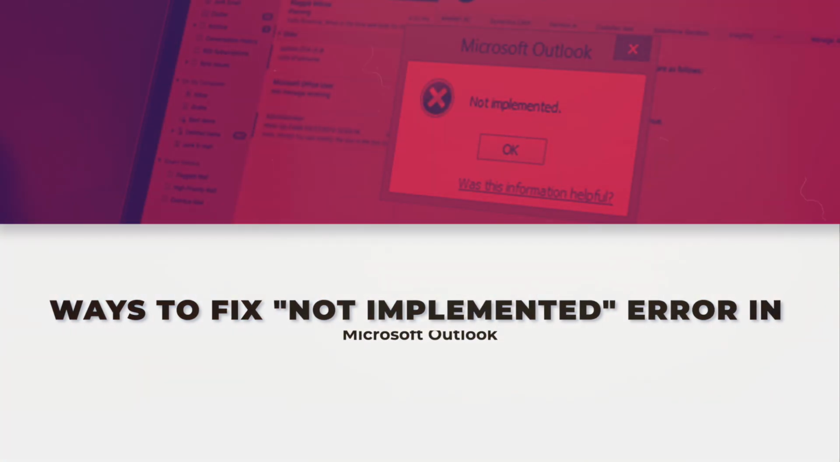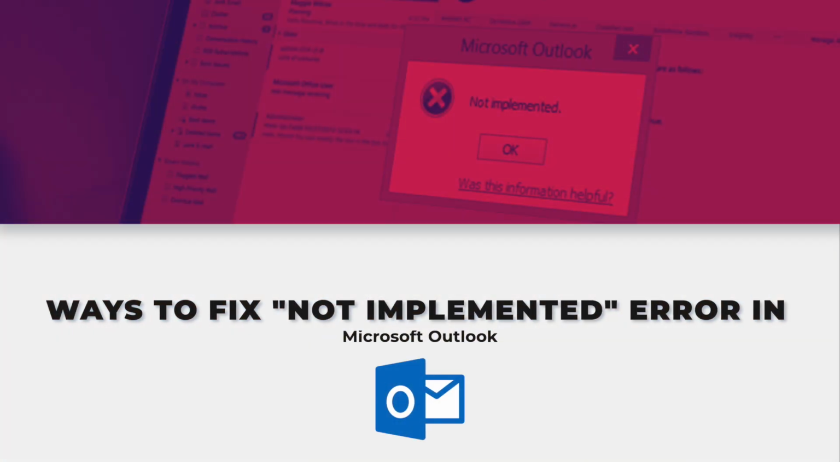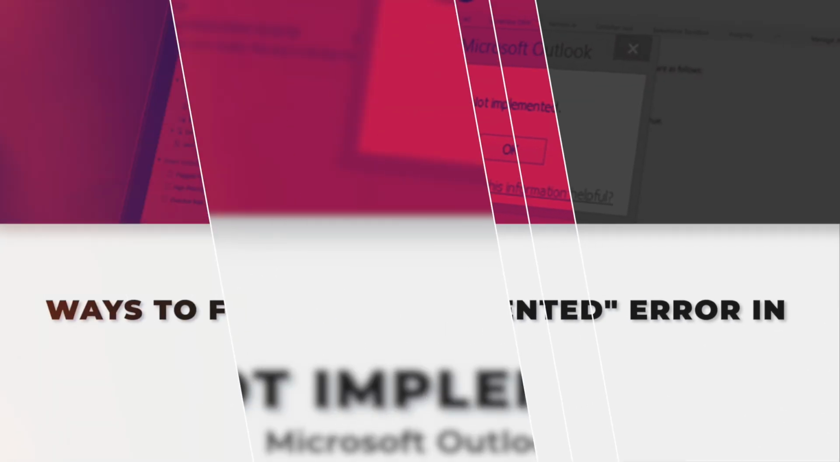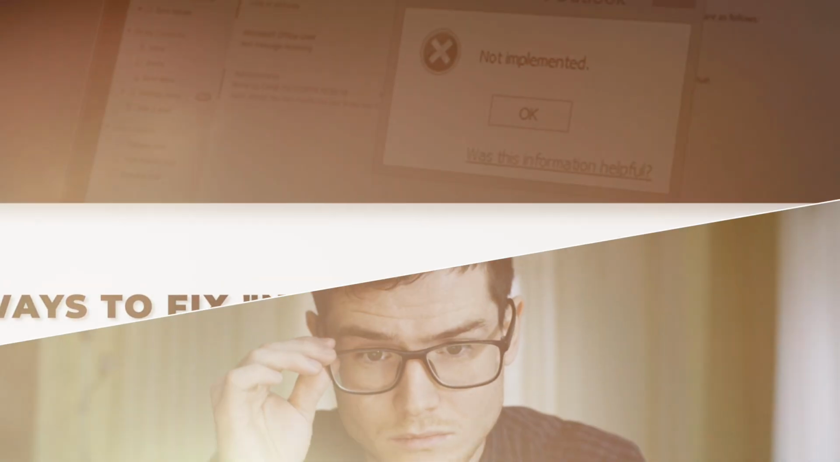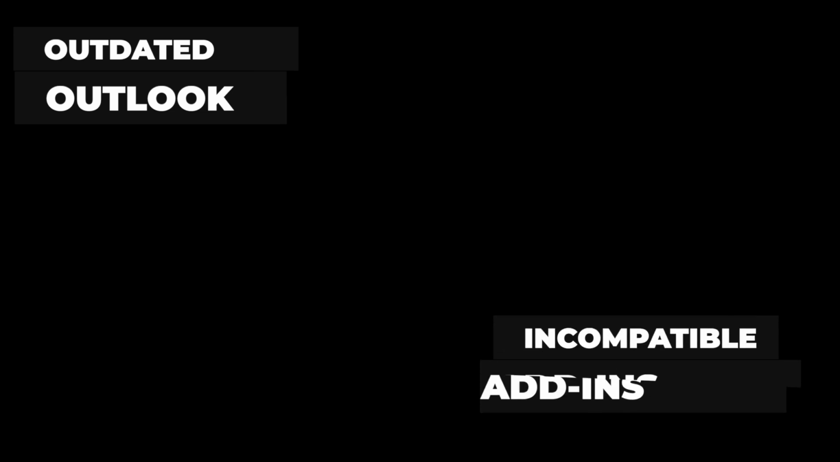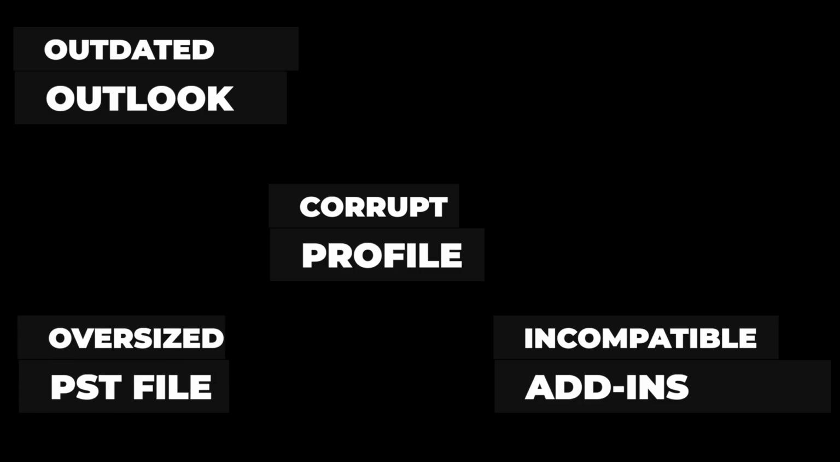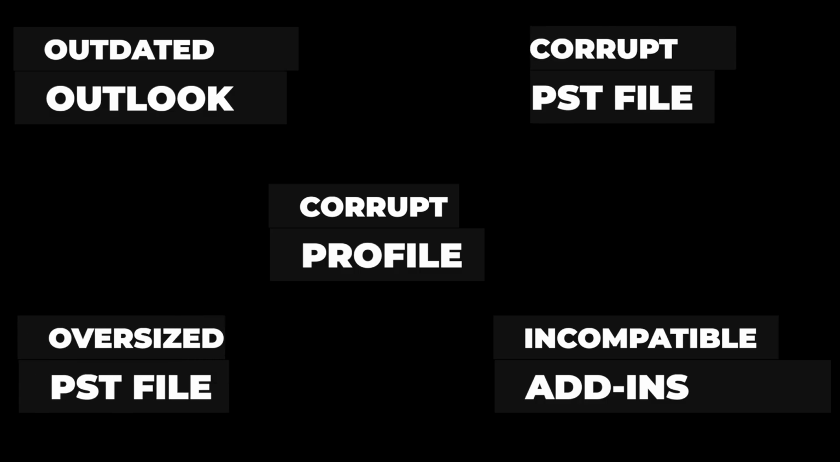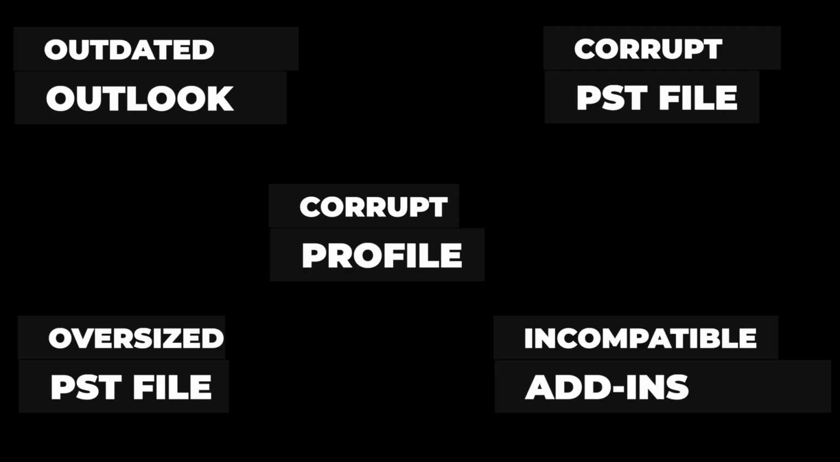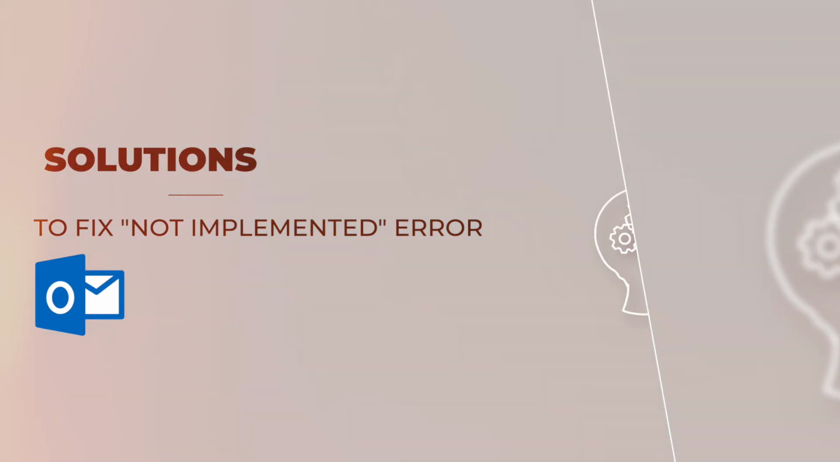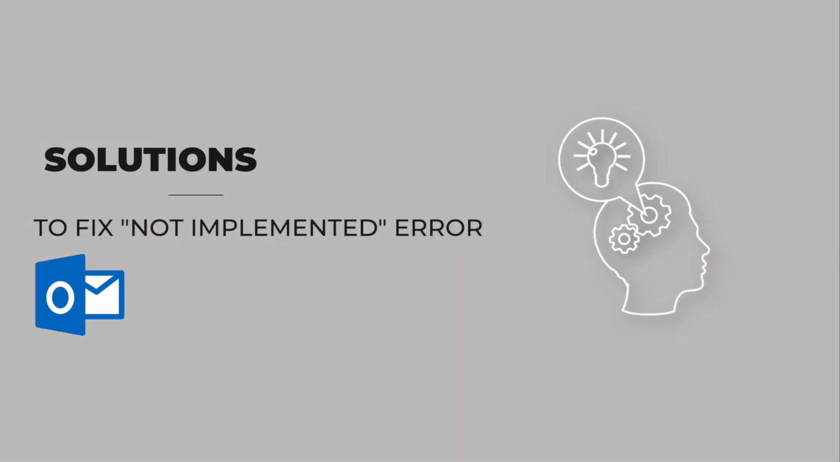Hello everyone. In this video, we'll explore different ways to troubleshoot and fix the not implemented error in Microsoft Outlook. But before we head to the solutions, let's have a look at the most common causes behind the not implemented error in Outlook. These include outdated Outlook software, incompatible or faulty add-ins, corrupt Outlook profile, large or oversized PST file, damaged or corrupt Outlook PST file. Now let's explore the solutions to fix the not implemented error in Outlook.